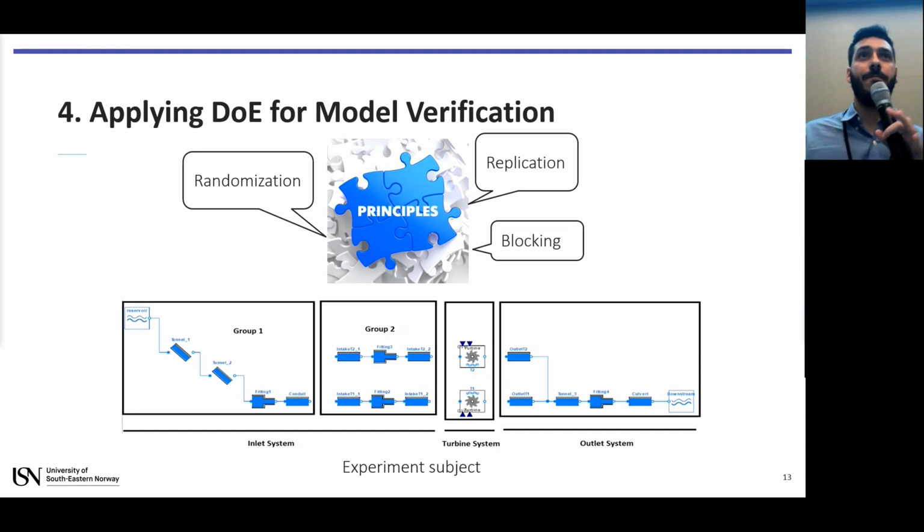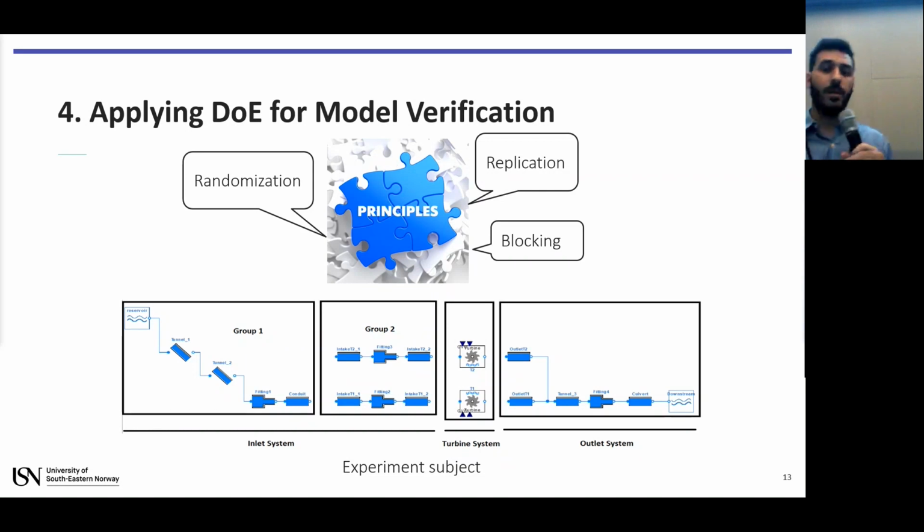In the blocking, we actually divide the hydro plant into three different parts. So at different experiments, we can actually validate them separately. The first block is the inlet system. Then we have the turbines, and then we have the outlet system. And we're going to use those two data sets to plug in here and to be able to validate different parts of the system.